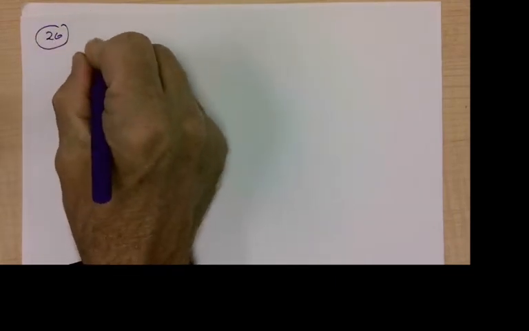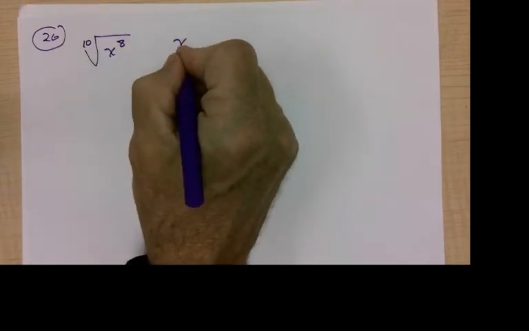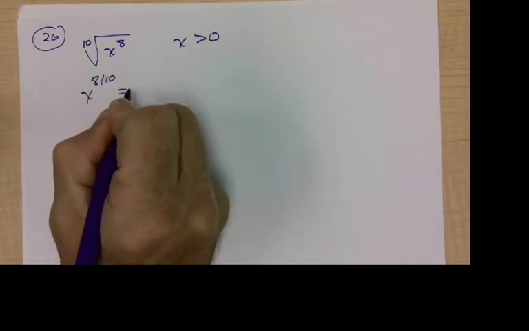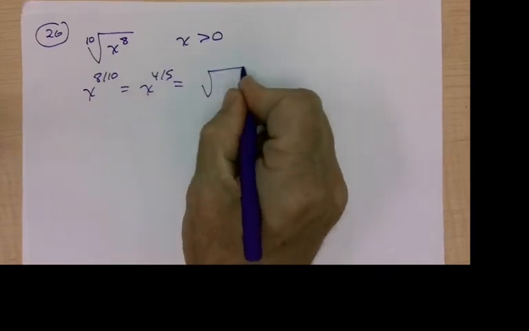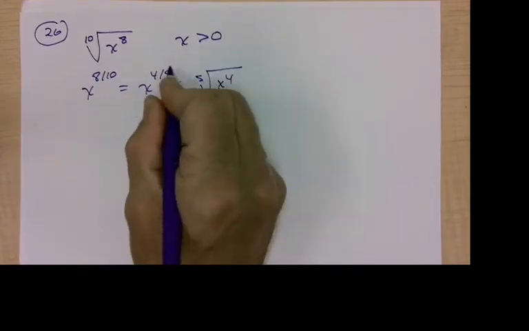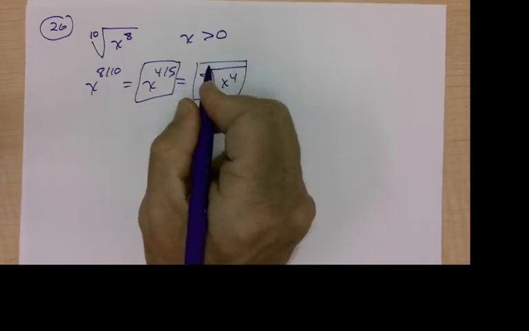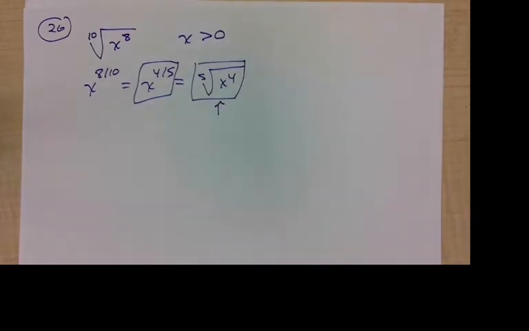Rewrite in simplest radical form. We have the 10th root of x to the 8th, and we are assuming that x is positive. The 10th root of x to the 8th is x to the 8 tenths, which is the same when we reduce the fraction as x to the 4 fifths, which is the 5th root of x to the 4th. So this is simplest form with an exponent. This is simplest form with a radical. And the question asked for simplest radical form, so that would be the 5th root of x to the 4th.